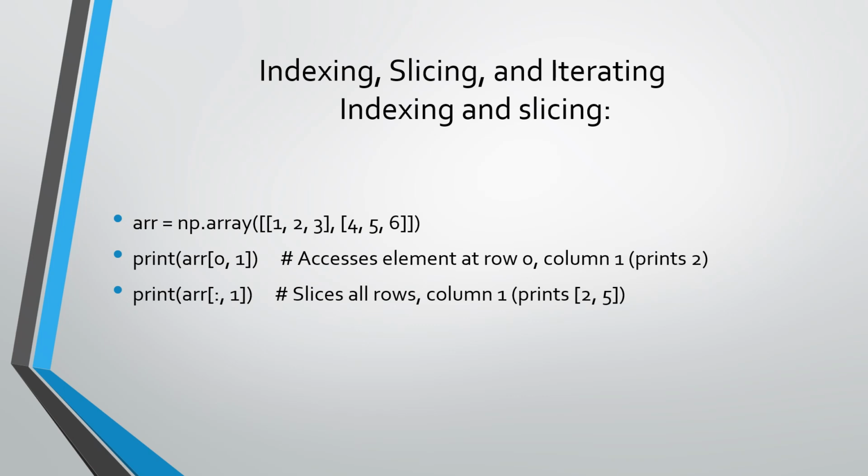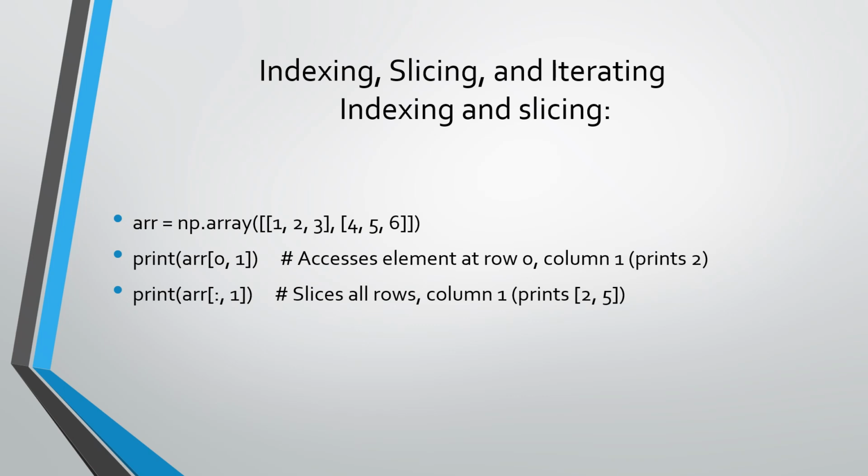For that we have to use the indexing like this, array of 0, 1. That means at 0th row and column 1 we are accessing the element. And then in the next function, in the print function, we have to pass array of starting with the beginning and going to the end, and that means all elements, all rows will be sliced and column 1 will be taken.